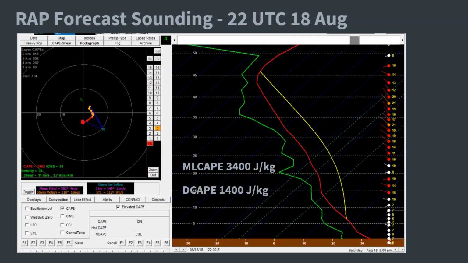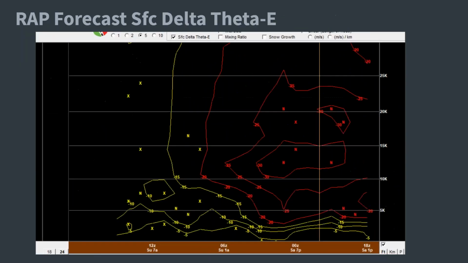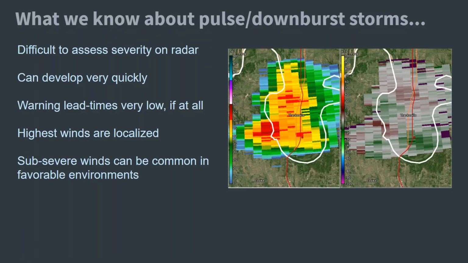So how do you incorporate your mesoanalysis into the messaging in this event? Well, just looking at a forecast sounding, it's a classic downburst sounding. You've got 3,400 joules of mixed layer CAPE, maybe not as much dry air in the mid-levels as you would typically look for in a classic downburst sounding, but still enough to get a downdraft CAPE of 1,400 joules per kilogram. That's really good. Your shear all the way through the column is very weak. So we've identified that we've got a potential for a downburst. Looking at your Theta-E differentials and the other indices, those are obviously favorable for a downburst environment.